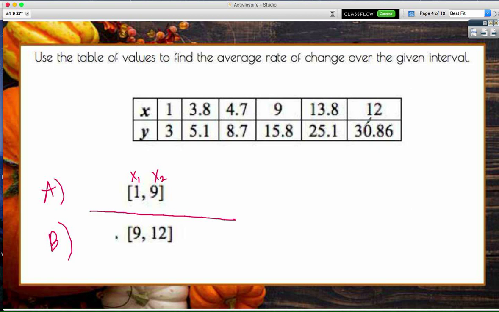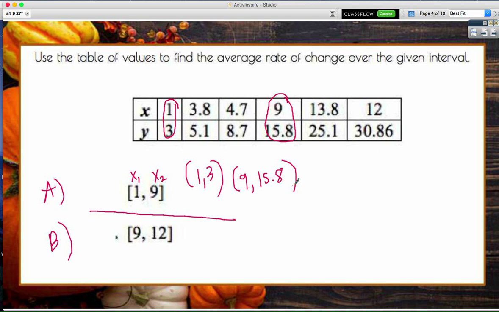So I have this table up here that will assist me in finding the entire ordered pair. When our x1 is 1, our y is 3. So the first actual ordered pair we have is 1, 3. When our x2 is 9, that's going to be this other ordered pair right here. So our other ordered pair is 9, 15.8. Once I understand that, it's really back to what we just did on the first examples.